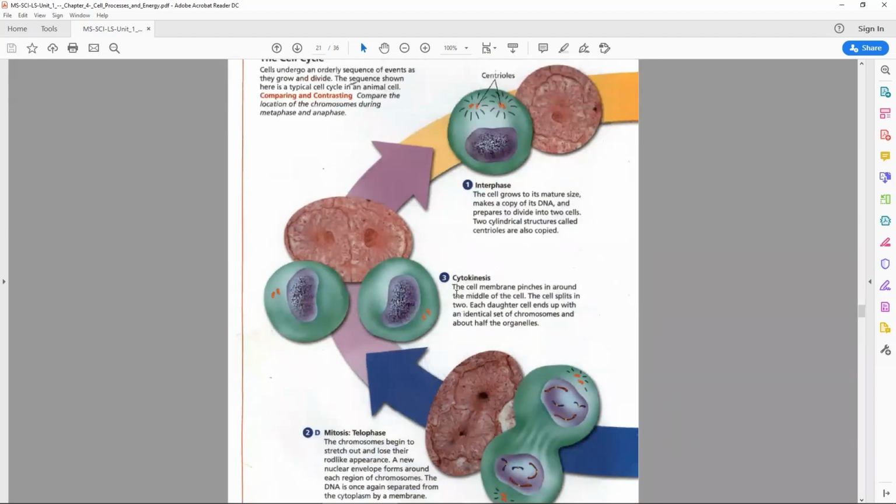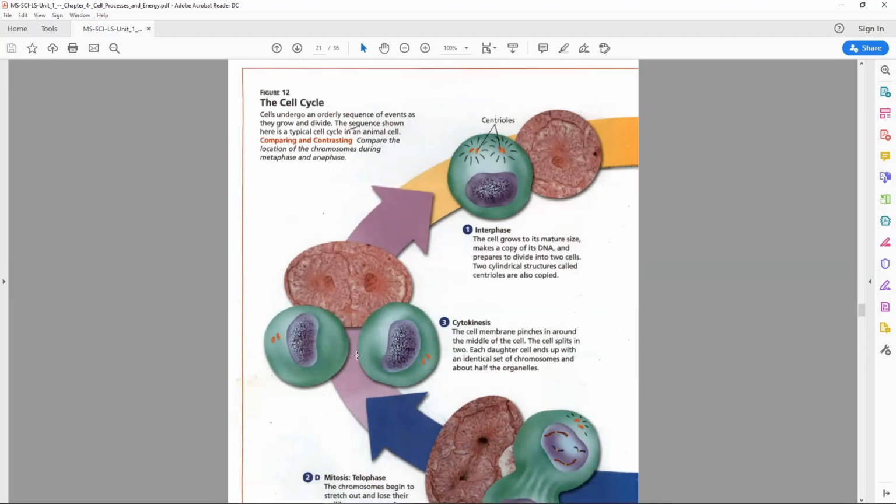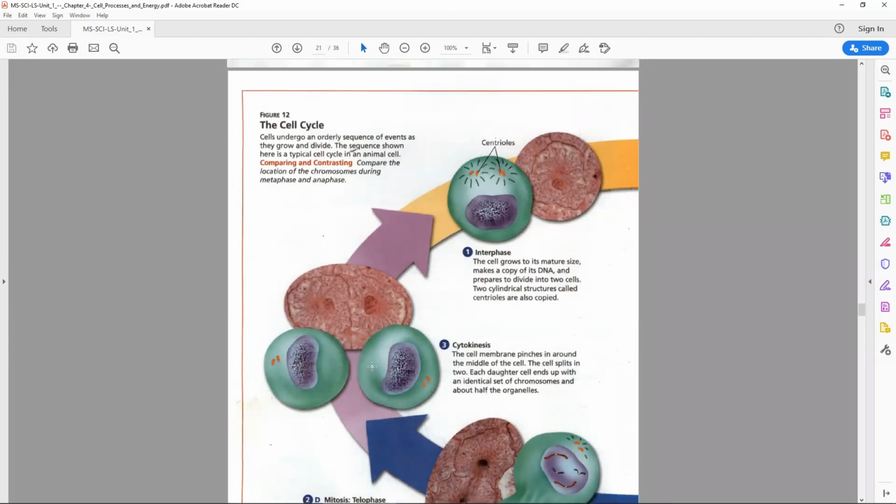And then at the end, cytokinesis. The cell membrane pinches in around the middle of the cell. The cell splits in two, and each daughter cell ends up with an identical set of chromosomes and about half the organelles. Right? Then each cell grows new organelles, it grows in size, and the process starts over.